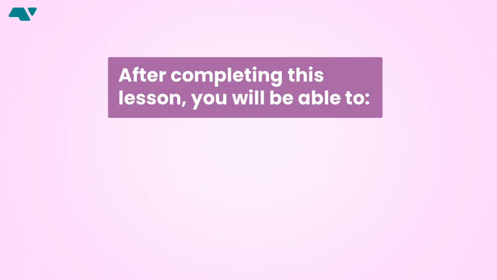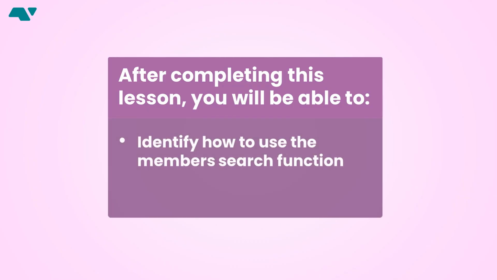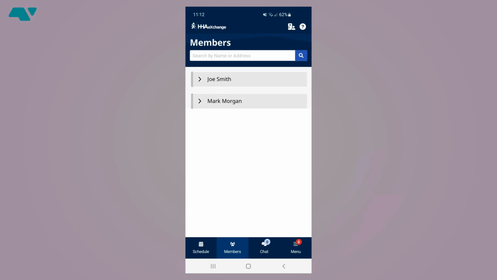After completing this lesson, you will be able to identify how to use the Members search function. The Members page lists members that you have visited in the past or are scheduled to visit. You can access the Members page by tapping Members in the navigation bar. Once you're on the Members page, select a member that you're authorized to visit, or type part of their name and tap the search icon, the magnifying glass.